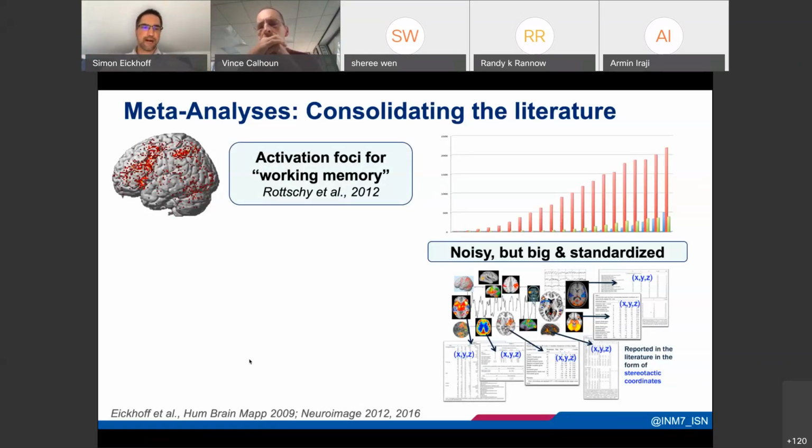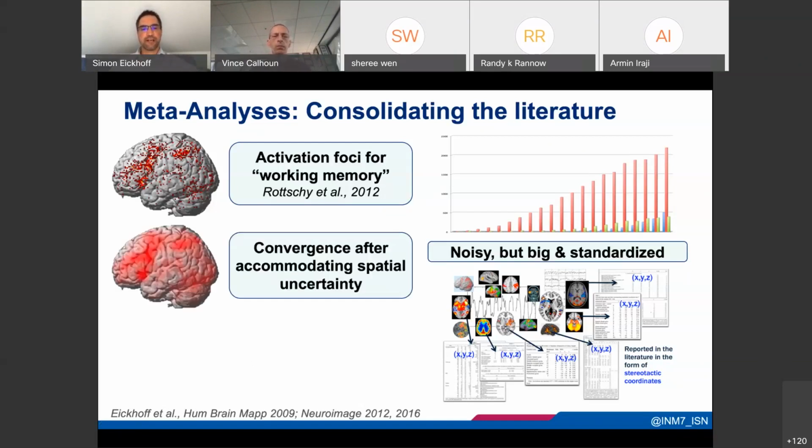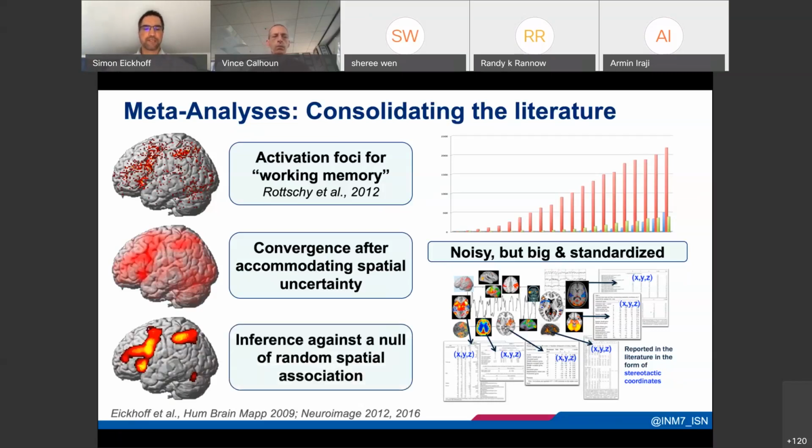I'll show you an example here of neuroimaging meta-analysis. And that's a study we published quite a few years ago now. So here you see the activation foci reported in about 200 papers on working memory. And what you see is that basically they're scattered all over the brain, but more likely in some parts than others. We can then use techniques such as activation likelihood estimation to quantify the convergence after accommodating spatial uncertainty, and then perform statistical inference against a null of random spatial association.